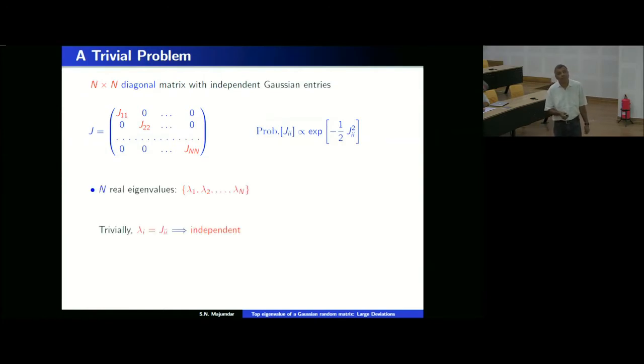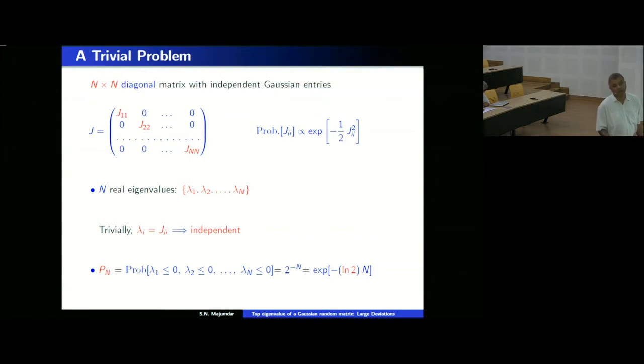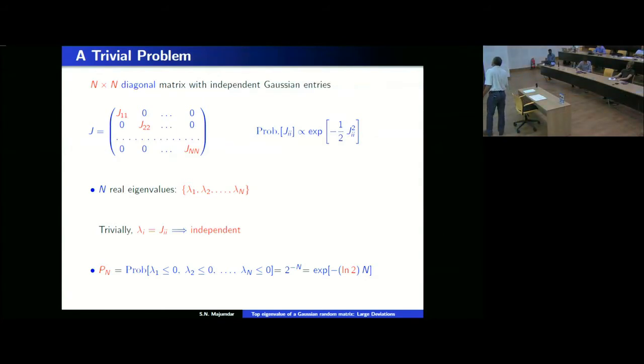Suppose I ask this question. This is a trivial example. There are n real eigenvalues, which are just these diagonal elements themselves because the matrix is diagonal. So trivially, these lambda i's are totally independent. This is exactly the factorizable case here. The joint distribution of the eigenvalues is just the product of these, independent variables. Now I ask, what's the probability that all the eigenvalues are negative? This is exactly the analog of the question, what's the probability that all are tails? Trivially, because you say Gaussian, but you can take any symmetric distribution.